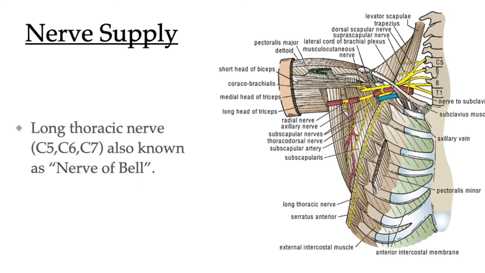Talking about the nerve supply, this muscle is innervated by the long thoracic nerve. Long thoracic nerve comes from the roots of the brachial plexus. It has the root value C5, C6 and C7. It is also known as the nerve of Bell.